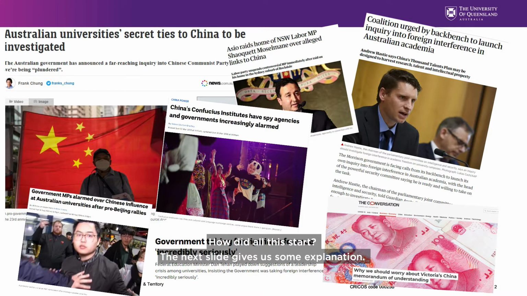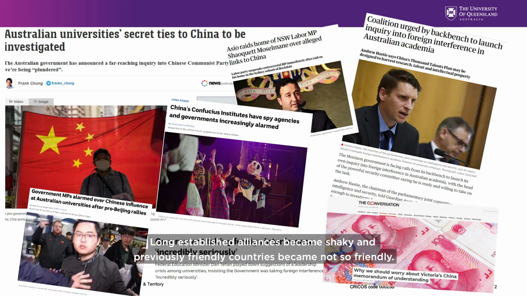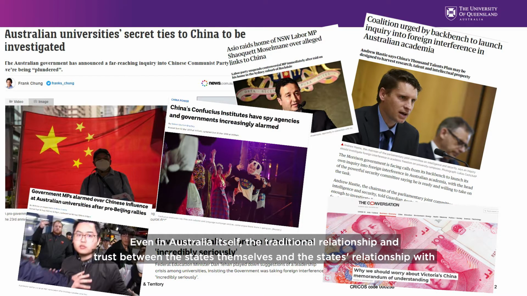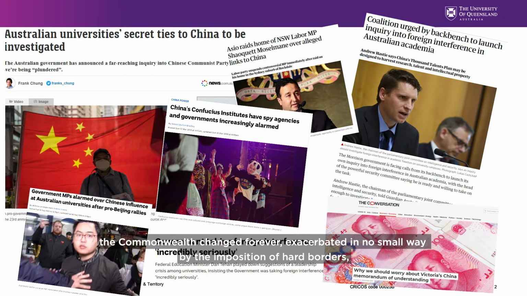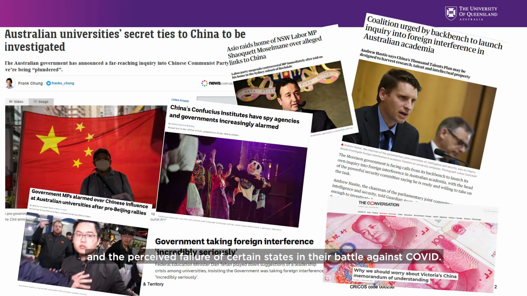The next slide gives us some explanation. 2020 was an extraordinary year. The world as we knew it changed before our very eyes. Long-established alliances became shaky and previously friendly countries became not so friendly. Even in Australia itself, the traditional relationship and trust between the states themselves and the states' relationship with the Commonwealth changed forever, exacerbated in no small way by the imposition of hard borders and the perceived failure of certain states in their battle against COVID.